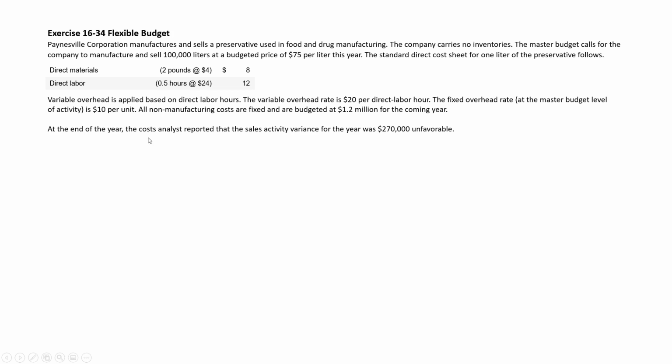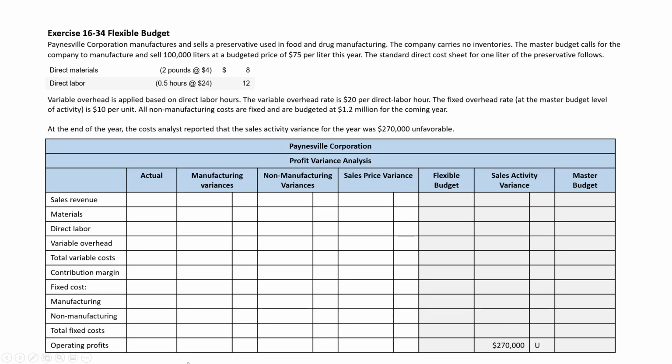At the end of the year, the cost analysts report that the sales activity variance for the year was $270,000 unfavorable. Similar to its name, a sales activity variance is driven by the difference in sales activity compared to what we expected. We thought we were going to sell 100,000. Because this is not zero, we obviously didn't sell 100,000, and because it's unfavorable, we must have sold something less than 100,000.